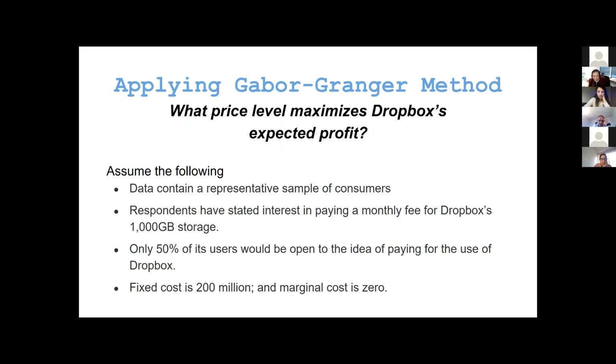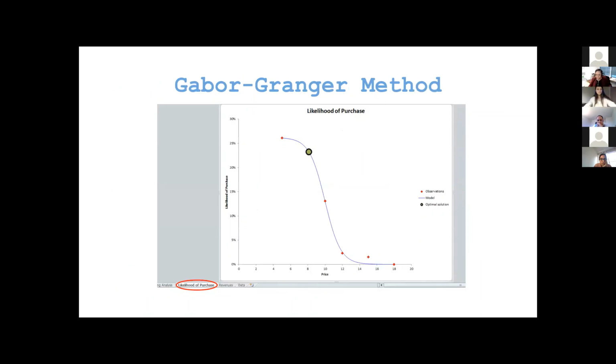They assumed that the respondents had a true stated interest in buying this product, and they assumed that only 50% of its users would even be open to the idea of paying anything for Dropbox. And they assumed a fixed cost of $200 million to provide this service. So if you run it through with the survey results and run it through the Van Westendorp... the Gabor-Granger method model that I showed you a few slides back, here's a graph.